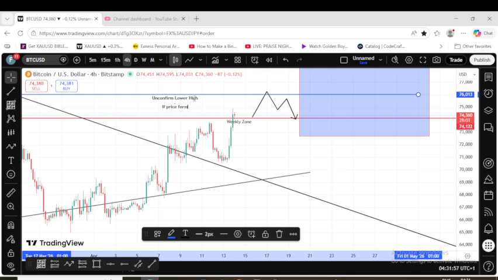If price forms an M pattern with the second leg being lower than the left leg, and the second leg containing a bearish engulfing candlestick, then we sell.